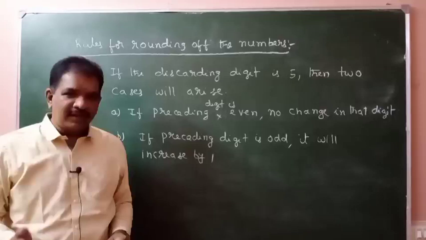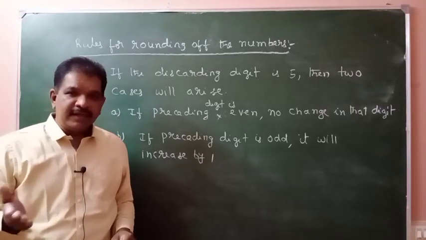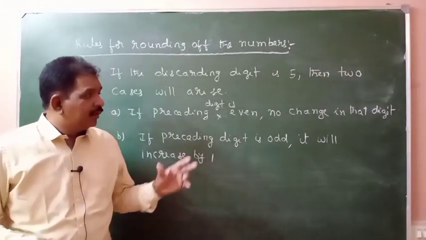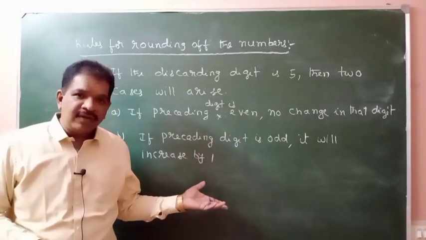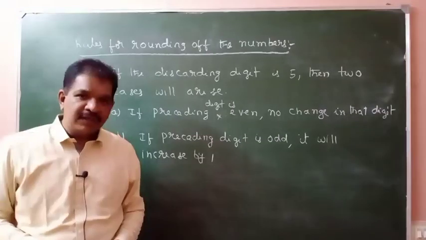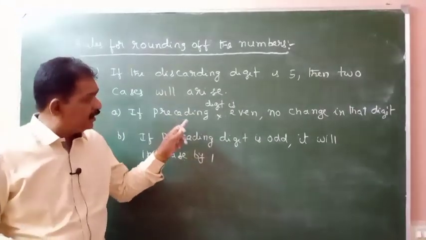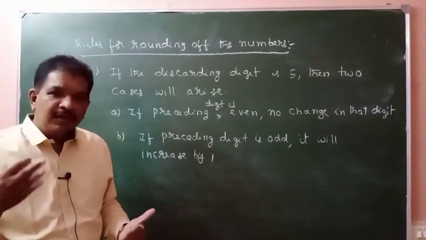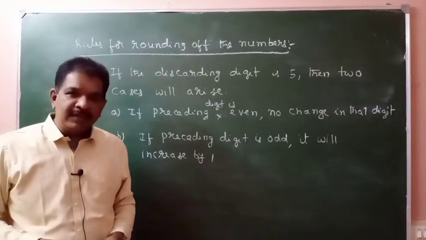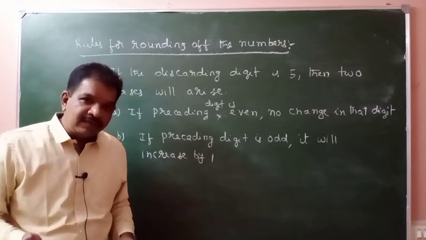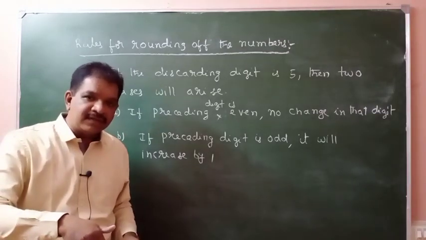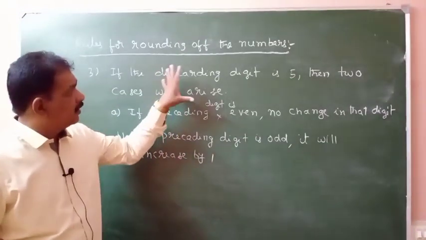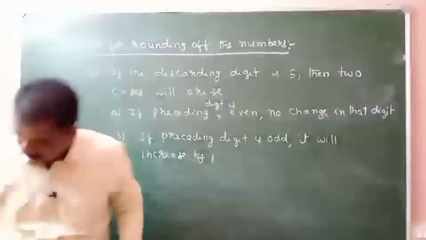3 rules are there. Discarding digit is greater than 5: preceding digit will be increased by 1. Discarding digit is less than 5: no need to change the preceding digit. Discarding digit is 5 and preceding digit is even: no need to change that preceding digit. Discarding digit is 5 and preceding digit is odd: it should be increased by 1. These are the rules for rounding off the numbers.